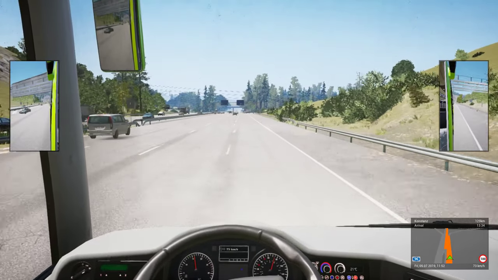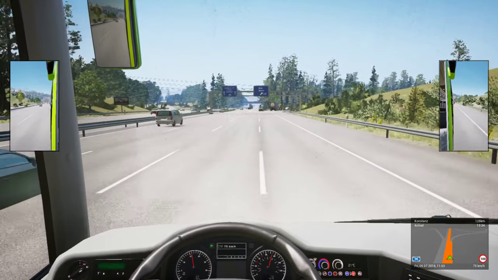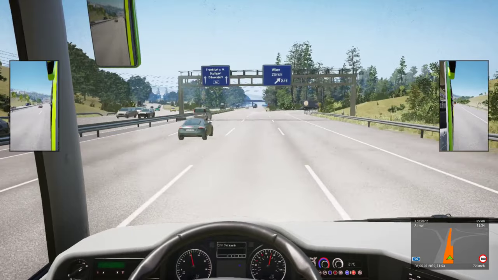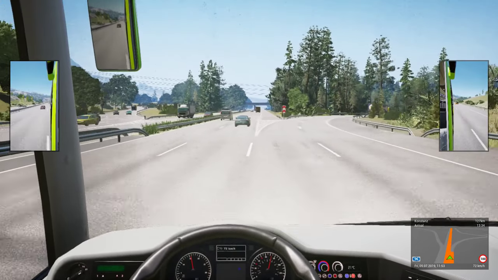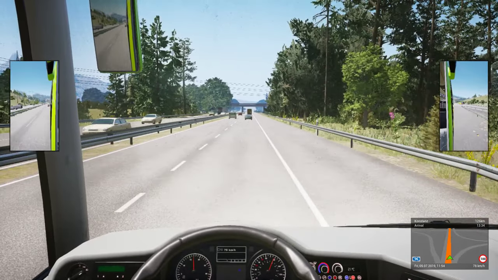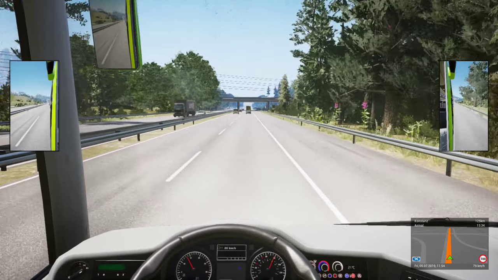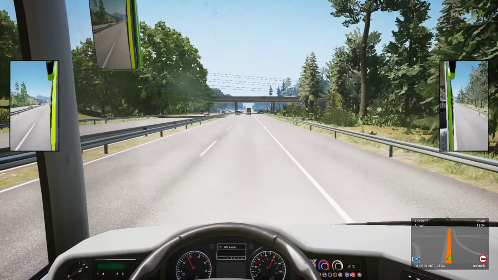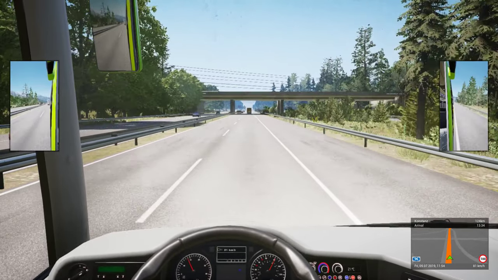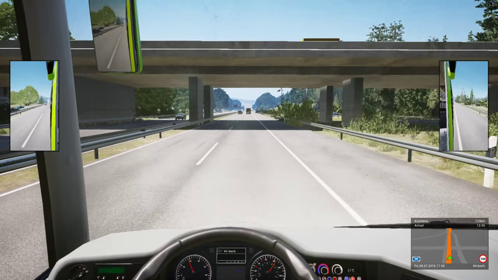Okay, so where are we going here? We're going straight on, apparently. So I sort of need to get out here then. How far have we got to go? 125 still. Plenty of time to do it, I think.